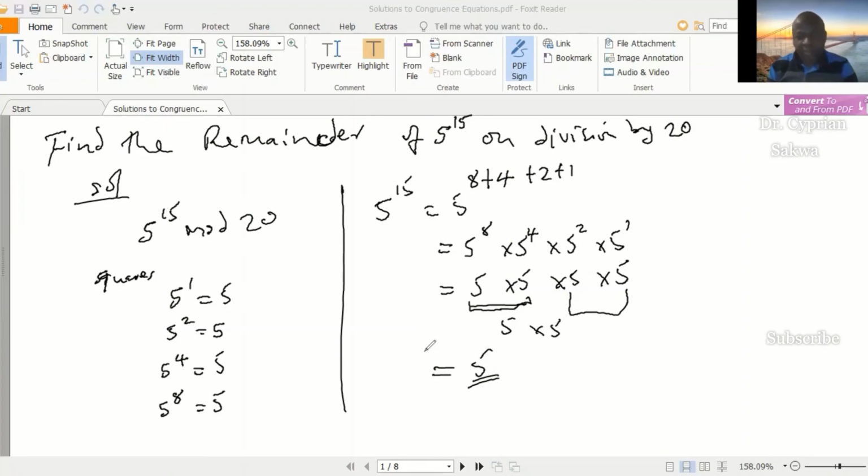The remainder is 5. And that is how we find the remainder in modular arithmetic. So we'll look at other examples next time.